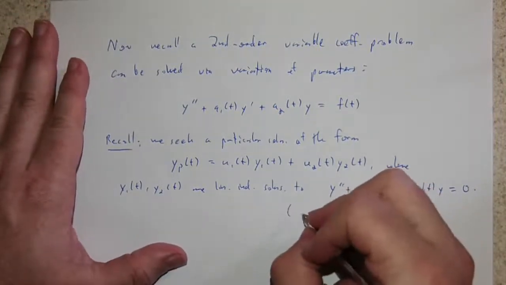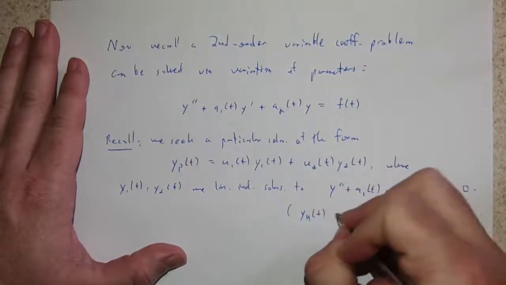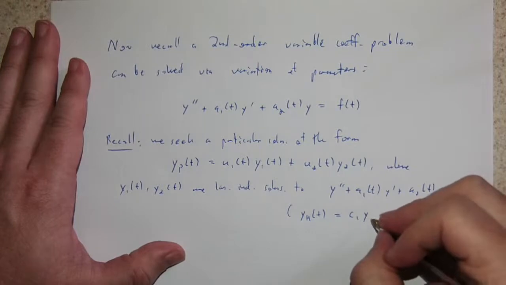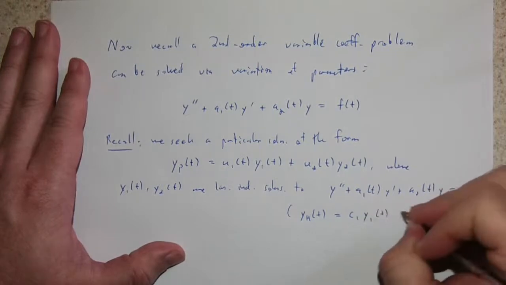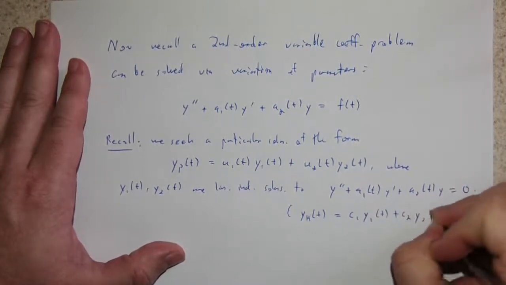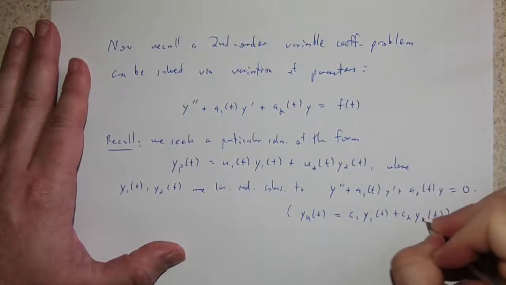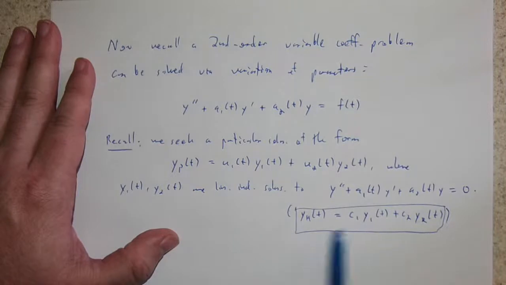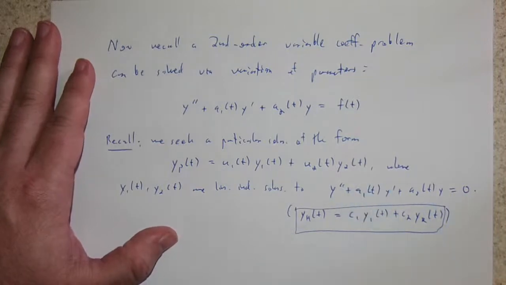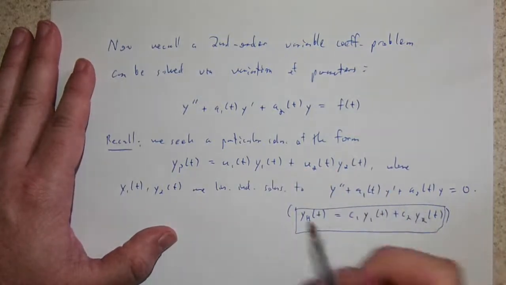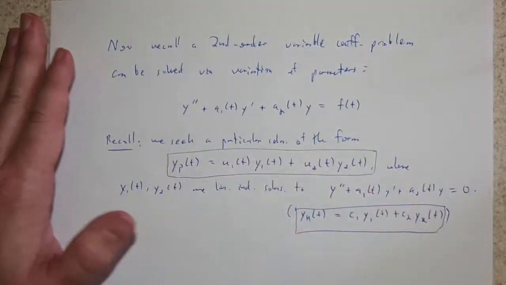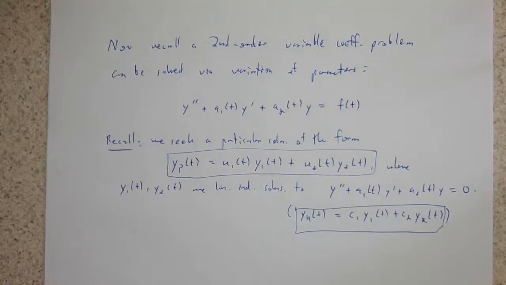I.e., this has homogeneous solution, right? C1 y1 of t plus C2 y2 of t. There we go. So here's the homogeneous solution. Again, we don't have a general method for finding this. We just have to be given it if these are honest to God functions of t. And here's my particular solution, my y sub p.